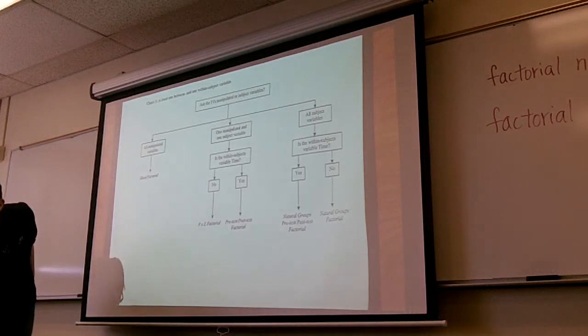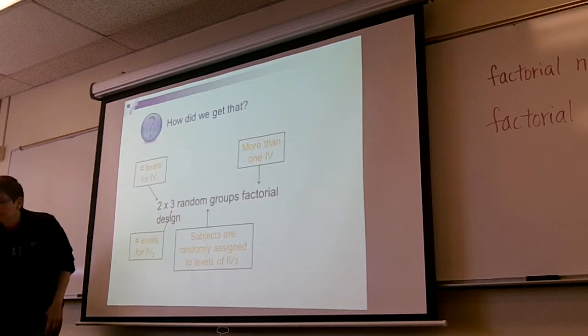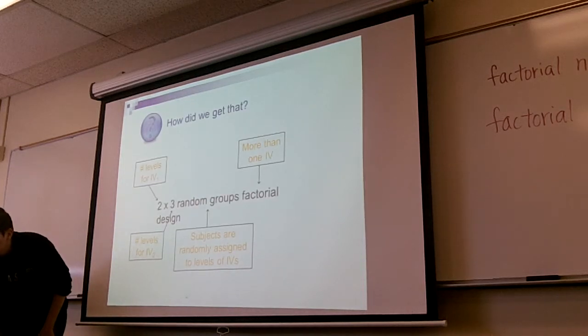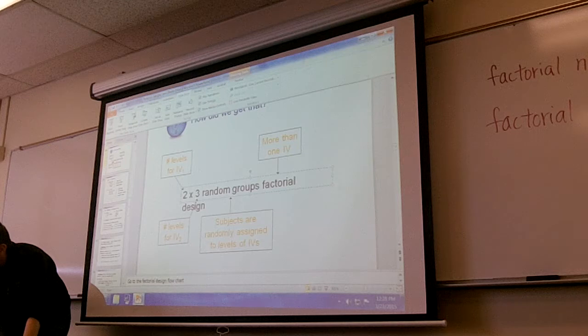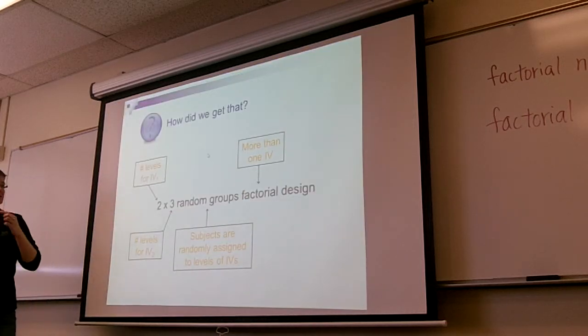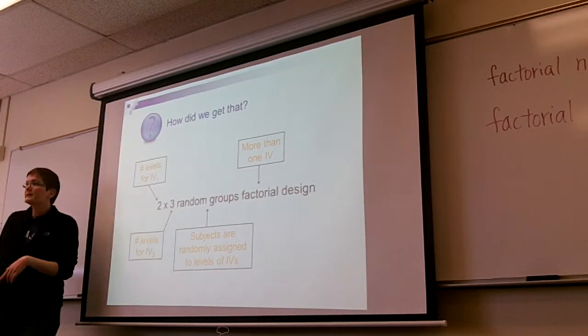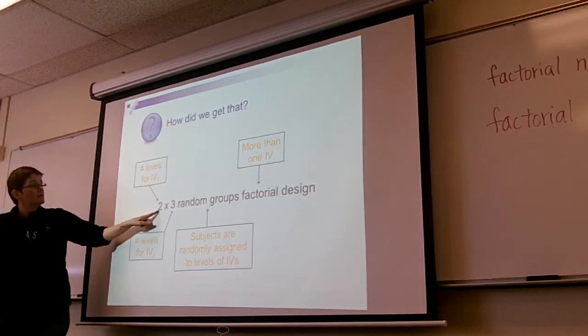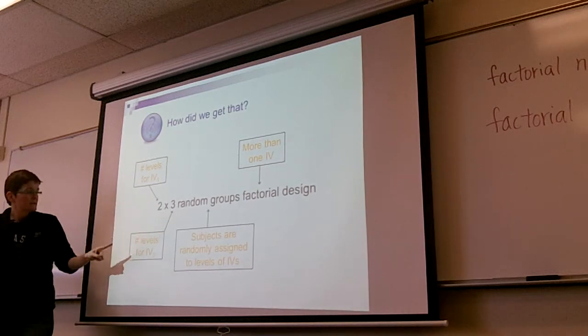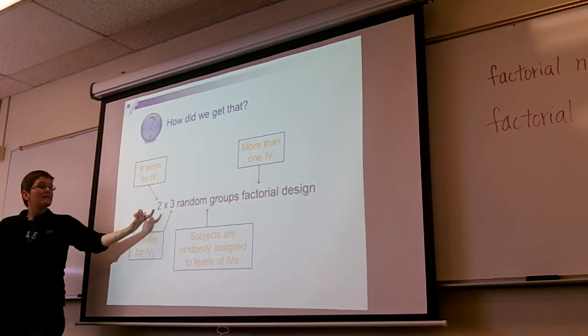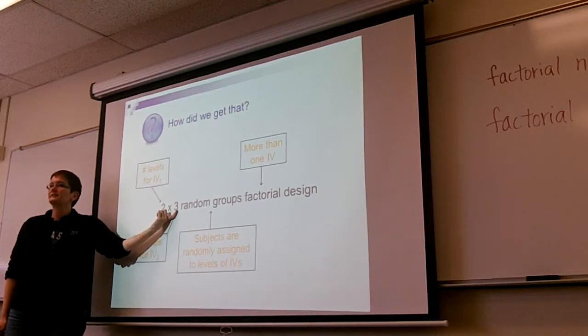All right. So let's go back to here. So let's try this again. Let me fix this, because it always does this. It stretches it out in a weird way. So when we talk about a 2 by 3 random groups factorial, the first number here tells us the number of levels for IV1. The second number here tells us the number of levels for IV2. And this right here is the factorial notation.